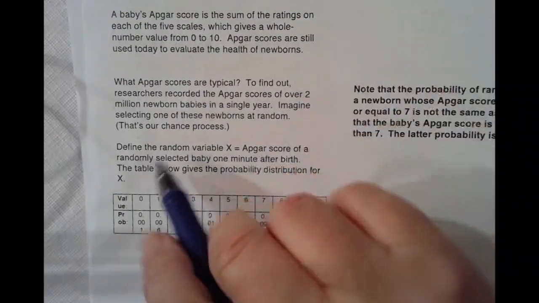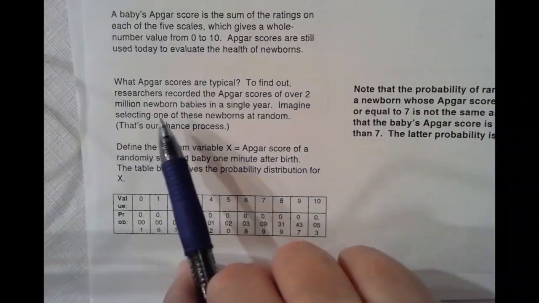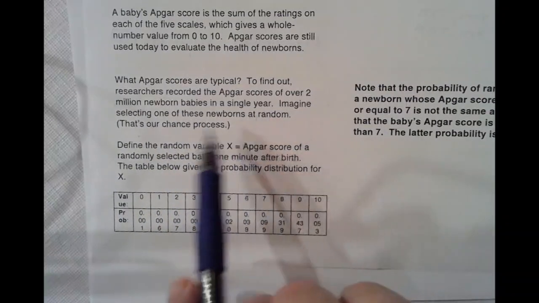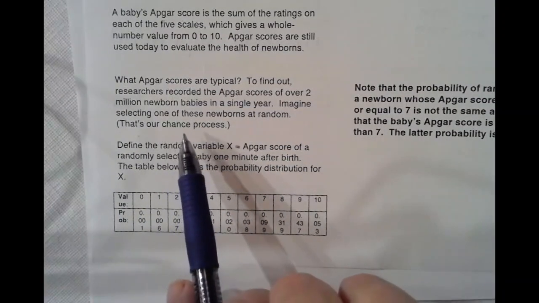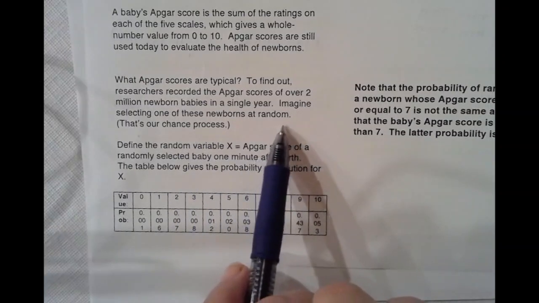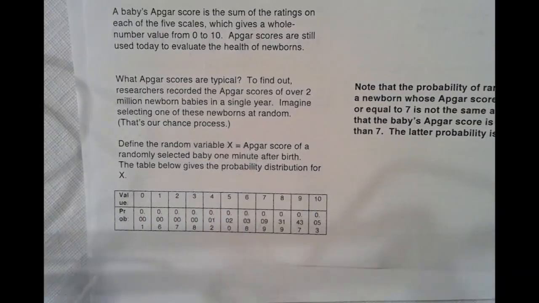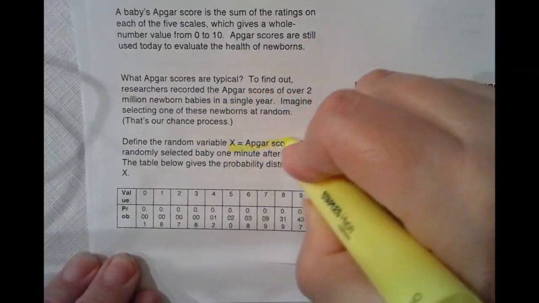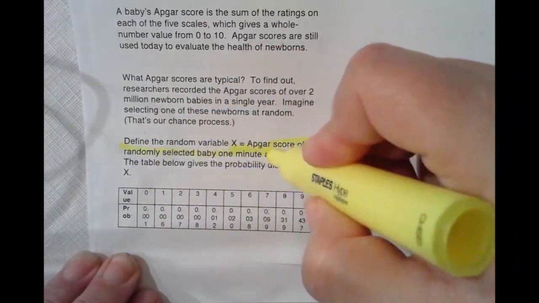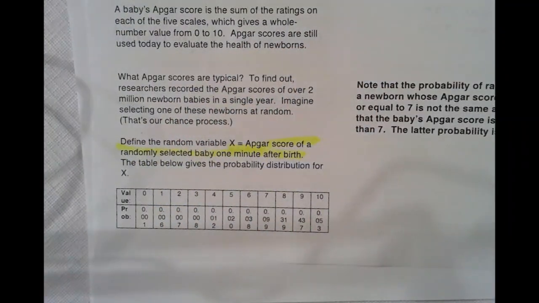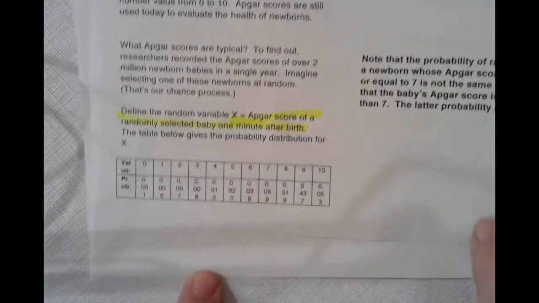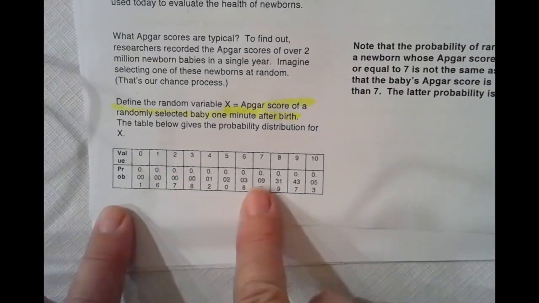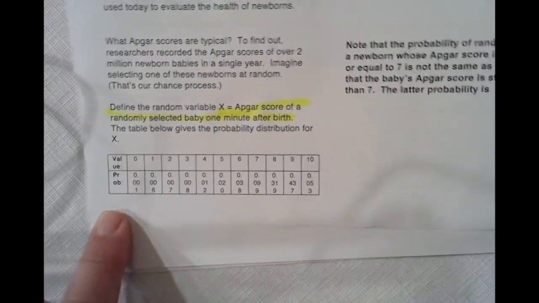What Apgar scores are typical? To find out, researchers recorded an Apgar score of over 2 million newborn babies in a single year. Imagine selecting one of these newborns at random. That's our chance process. So we define the random variable X as the Apgar score of a randomly selected baby 1 minute after the birth. This table lists the probabilities. Sorry, it's kind of squished. You need to read it up and down. And notice that it's 0 point something, so make sure that you always include the 0.